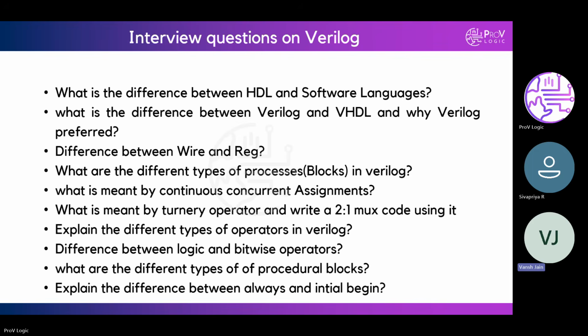A parallel process and a sequential process, what do we call those? Shivpriya, do you have any idea on this? No, sir. Okay, that's fine. I'll explain. Processes means continuous concurrent assignments and procedural blocks. These are called processes, or we can call them blocks also. These are the two types of processes or blocks in Verilog.